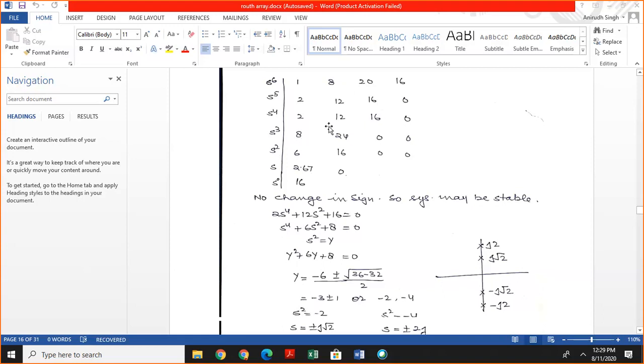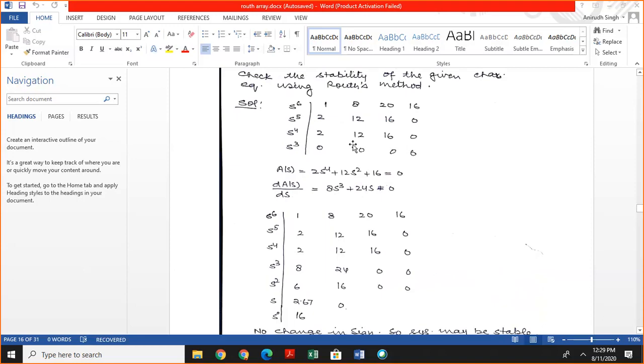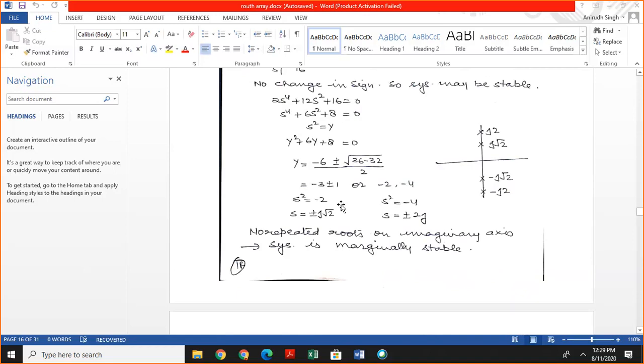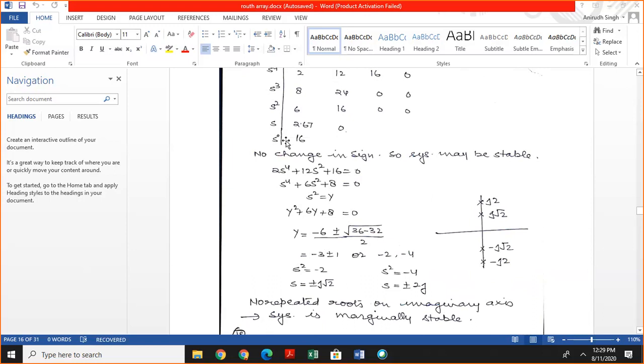coefficient by simply multiplying by 8 multiplied by 12 minus 2 multiplied by 24 divided by 8, 6. Similarly, 8 multiplied by 16 minus 2 multiplied by 0 divided by 8 is 16. Then 6 multiplied by 24 minus 8 multiplied by 16 divided by 6, which is 2.67. Next is 0. 6 multiplied by 0 minus 8 multiplied by 0 is 0. And this 16 is the coefficient of S1, 16.